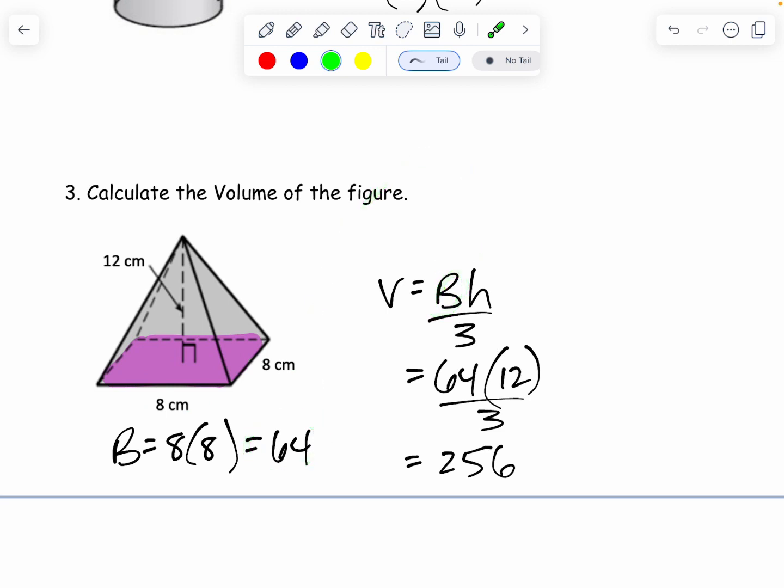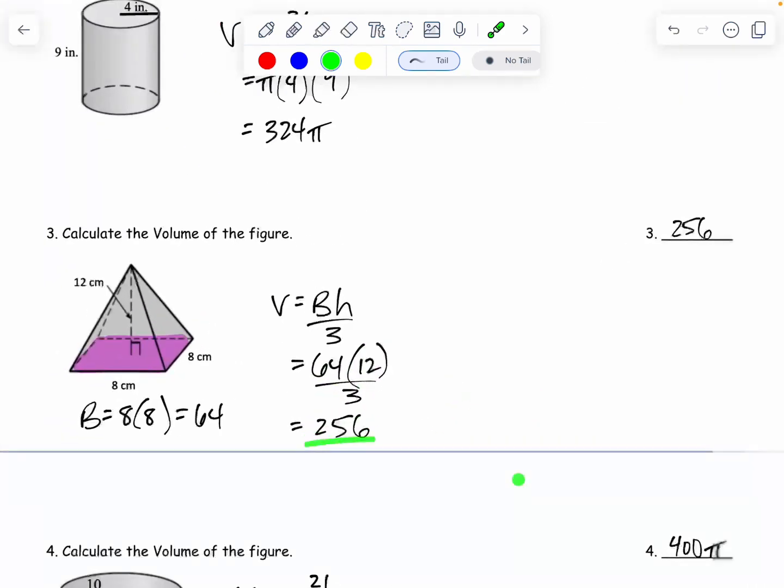And how tall is that pyramid? Here is the height. It is 12. So 12 goes in for the height. And then don't forget to divide by 3 because for a pyramid in the formula, there's a divide by 3. Look up at the box at the top. The volume for a pyramid is divided by 3. And when you crunch that number, 64 times 12, divide by 3, you get 256.